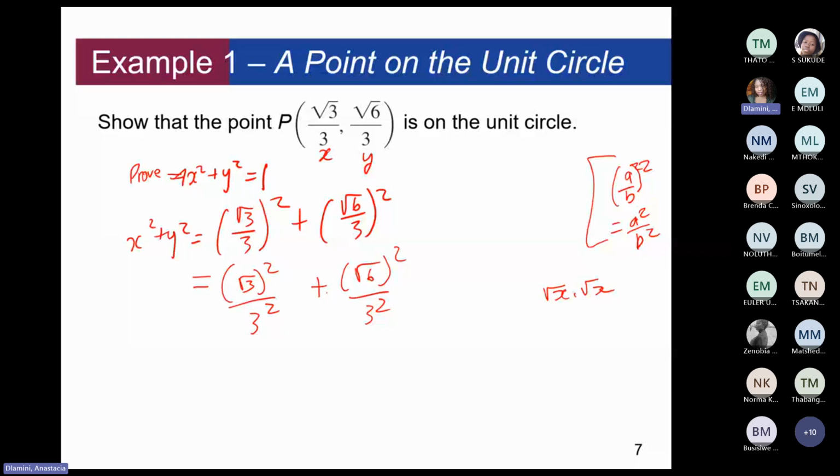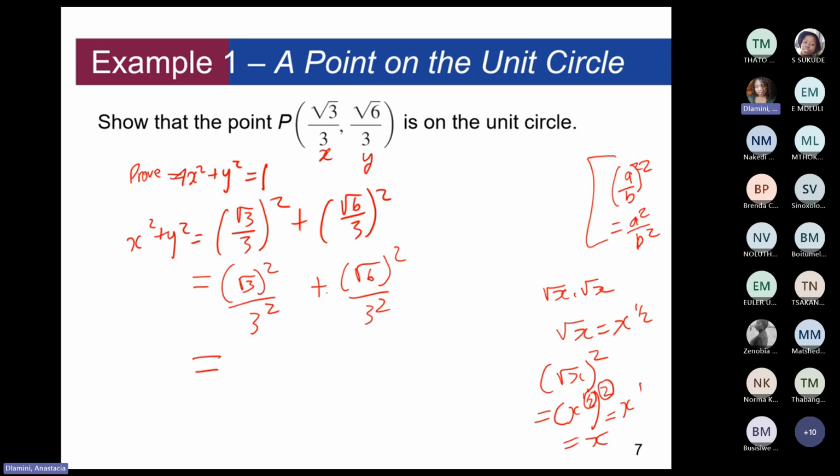Also, because we know that the square root of x is the same as x to the power of 1 over 2, if you square the square root of x, this is the same as x to the power of 1 over 2, to the power of 2. 1 over 2 times 2 is equal to 1. Therefore, this is x to the power of 1, which is just x.